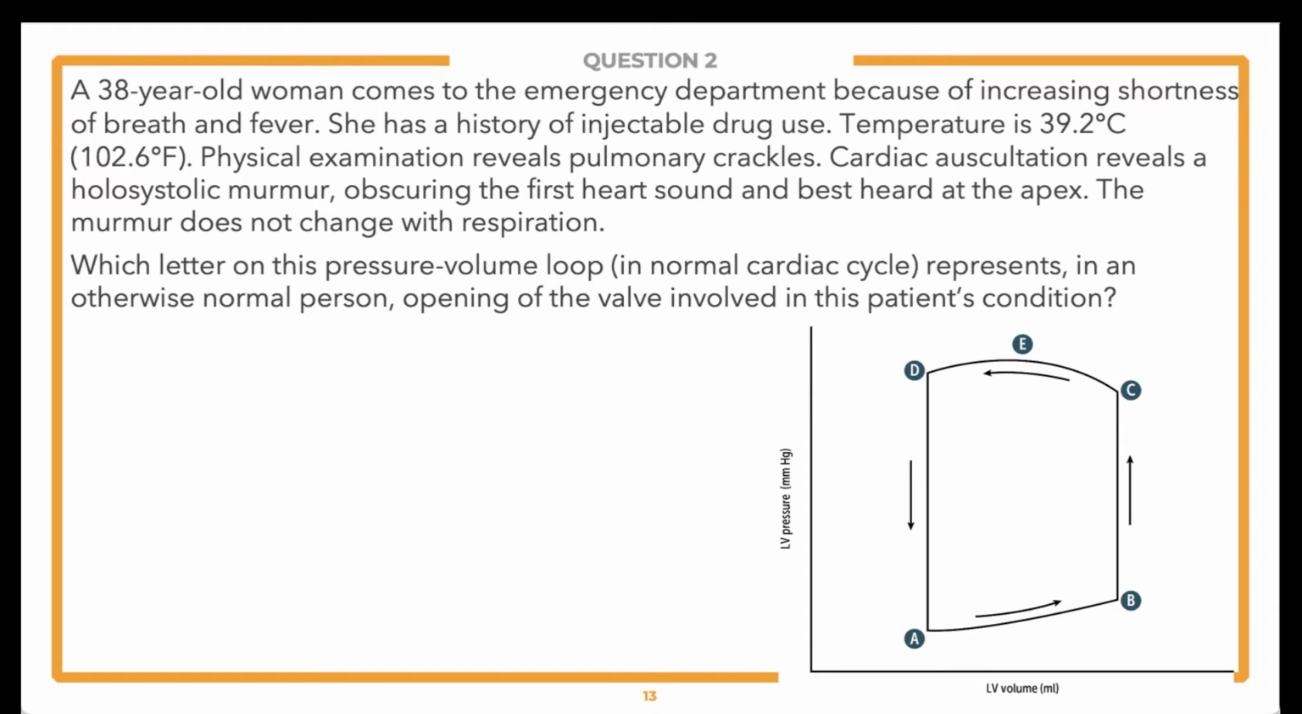A 38-year-old woman comes to the emergency department because of increasing shortness of breath and fever. She has a history of injectable drug use. Temperature is 39.2. Physical examination reveals pulmonary crackles. Cardiac auscultation reveals a hollow systolic murmur, obscuring the first heart sound and best heard at the apex. The murmur does not change with respiration. So again, which letter on this pressure volume loop represents, in an otherwise normal person, opening of the valve involved in this patient's condition? Think about that.